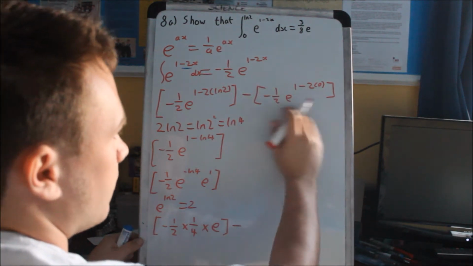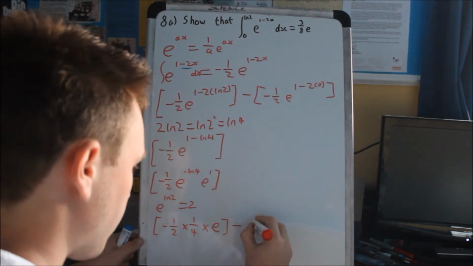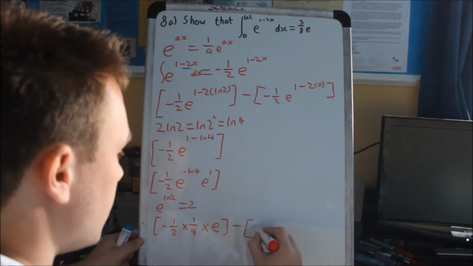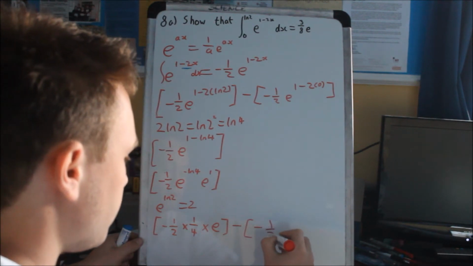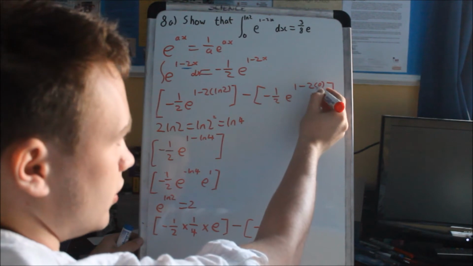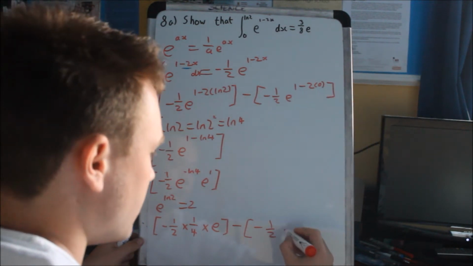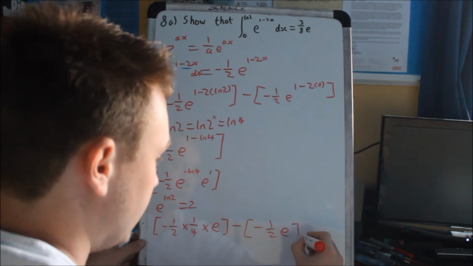And then finally, now that we've done all these silly little rules that people forget, we can bring down what we had up here, all the way down here, which is going to be minus a half, and it's going to be e to the 1, because this 2 times 0 is 0, so it's just e to the 1, so a half e.